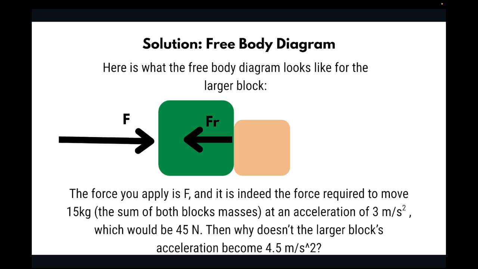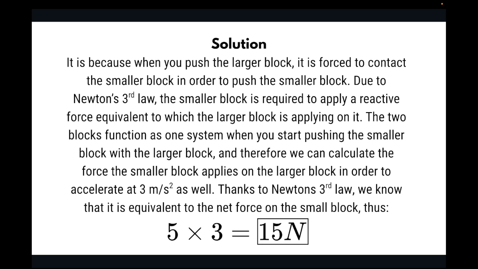So then let's ask the question: why doesn't the larger block's acceleration become 4.5 meters per second squared? I mean, what's stopping it? The thing that is stopping it is that when you push on the larger block, it is forced to contact the smaller block in order to push the smaller block. You're not pushing the smaller block, you're just pushing the larger one. Due to Newton's third law, the smaller block is required to apply a reactive force equivalent to what the larger block is applying on it. That's what we read about in Newton's third law.